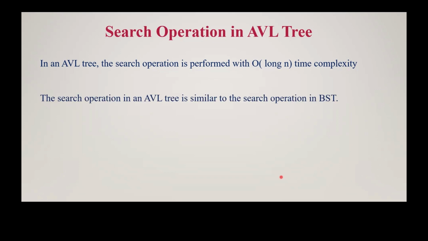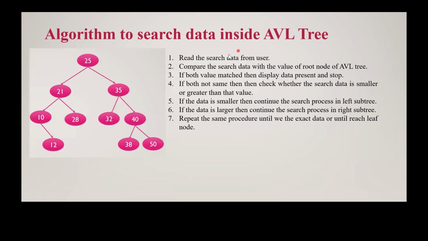The search operation is similar to the search operation in the binary search tree. Because we know an AVL tree is a binary search tree, added with the condition that it should be balanced, meaning each and every node should have a balance factor of 0, -1, or +1. So whenever we search for an element, it is the same as in the binary search tree. This is the algorithm we have to follow. Read the search element and compare the value with the root value. If both values match, then we have found it. Otherwise, we have to check whether it is smaller or larger.